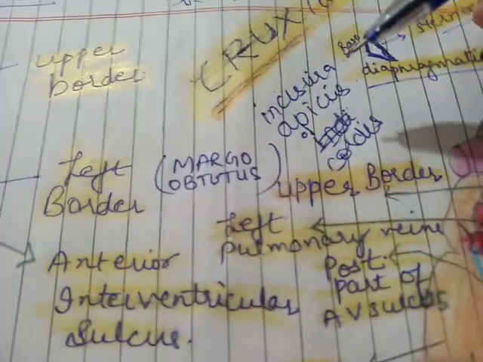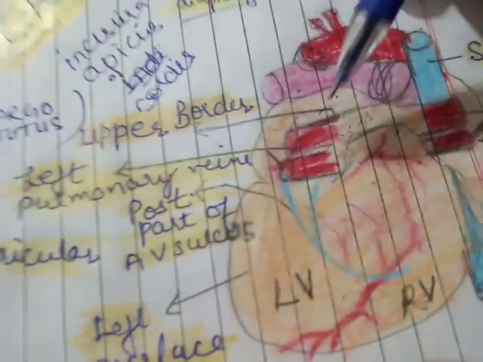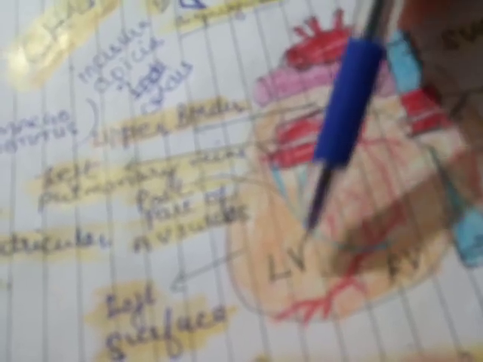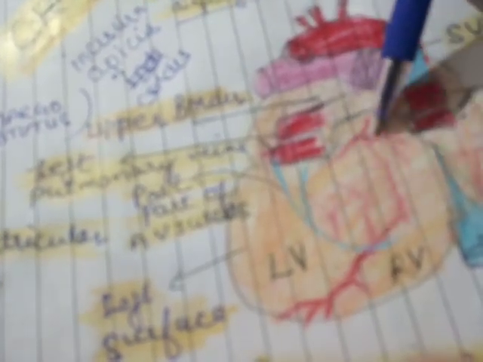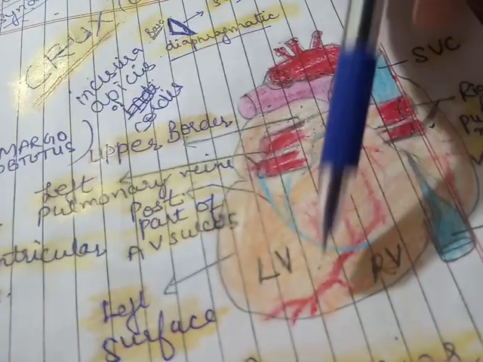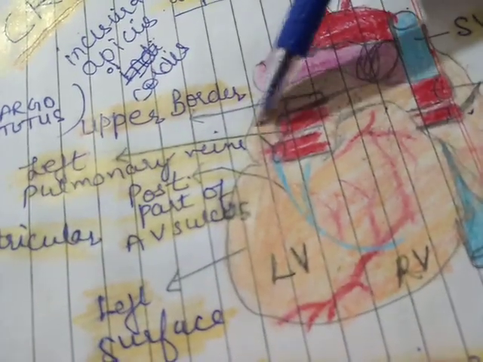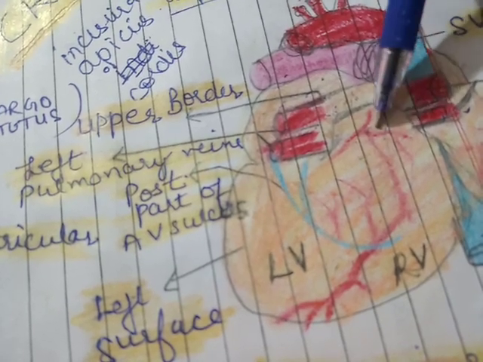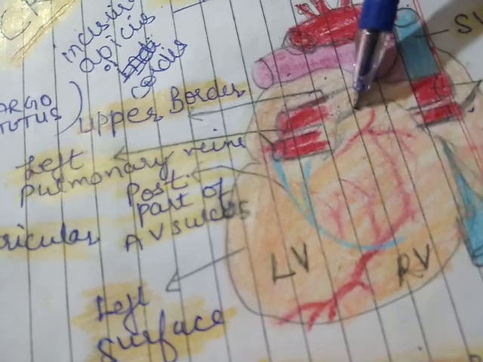So I repeat the crux part. What is the crux? Now see, the meeting point of the interatrial groove. This is the posterior surface. This is the posterior part of the interatrial septum. This is the posterior part of the interventricular septum. So this is the posterior interventricular groove. The interatrial septum, interventricular septum, and the posterior part of the atrioventricular groove, where they meet, form the crux of the heart.